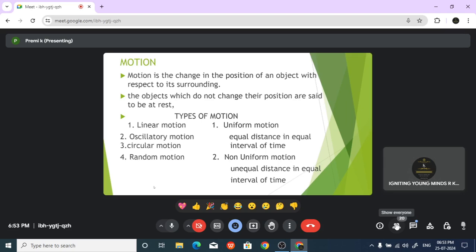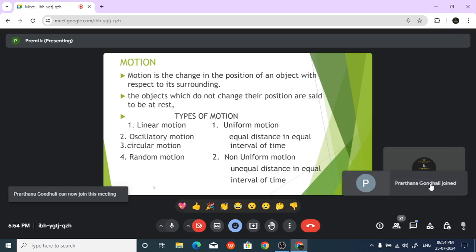Motion is the change in the position of an object with respect to its surrounding. The objects which do not change their position are said to be at rest. Types of motion: first, linear motion. Second, uniform motion, which is equal distance in equal interval of time. Non-uniform motion is unequal distance in equal interval of time. Okay, thank you.